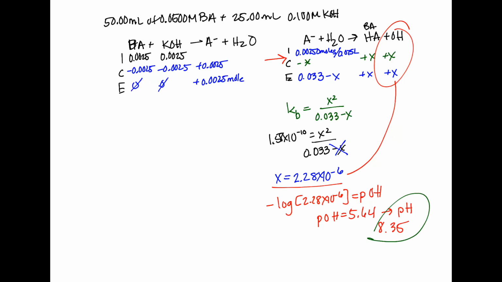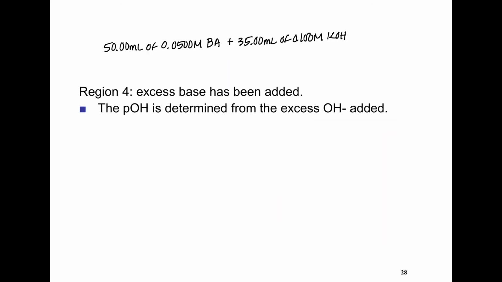So now that we have finished our calculation at the equivalence point, we can go on to our last point. Our last point was when we've added excess potassium hydroxide, so we went 10 milliliters past the equivalence point, and past the equivalence point, the pOH is determined by the excess hydroxide, and then we can use that pOH to find the pH. All right, so to find how much excess hydroxide we have, we're just going to set up a little table like we have been.